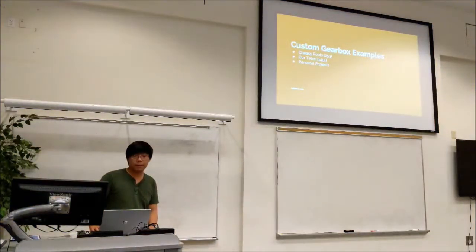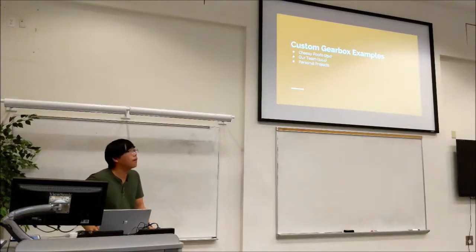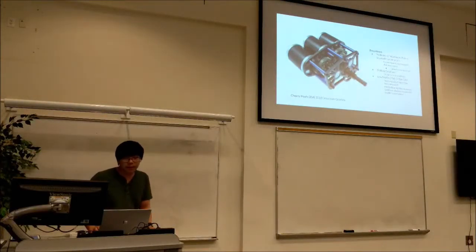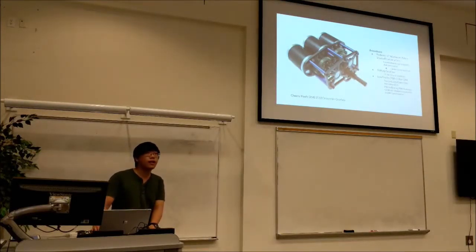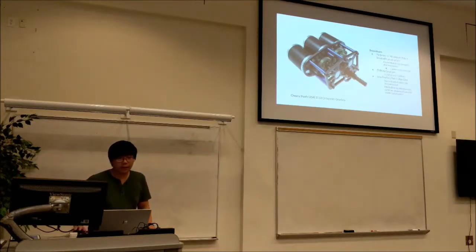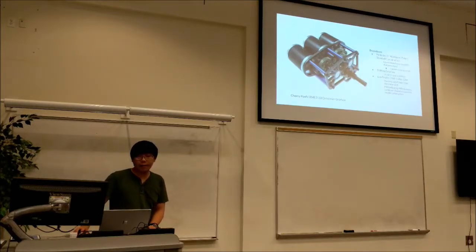So now we're going to run through some custom gearbox examples. We're going to talk about Cheesy Poofs' gearbox from last year, some gearboxes from our team, and then some personal projects. So this is Cheesy Poofs' 2018 drivetrain gearbox. We can break down the design into a few key elements. If you notice, they're using 1/4-inch aluminum plate here. Also, they're using standoffs to keep the plates held together. And then the plate is also pocketed, which refers to the lightening patterns that you see in the gearbox to reduce weight.